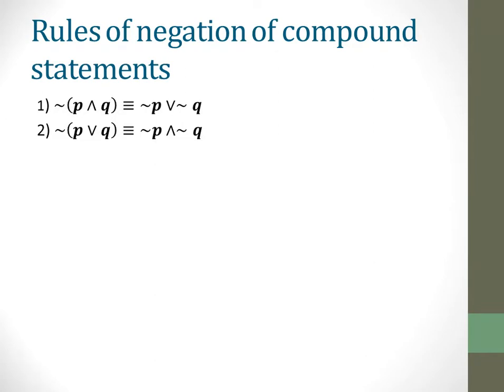Now see here, the first two rules are: negation of P and Q is equivalent to negation P or negation Q, and the second one is negation of P or Q is equivalent to negation P and negation Q. These are called De Morgan's law. The first is the negation of conjunction and the second is the negation of disjunction. Both are called De Morgan's law.